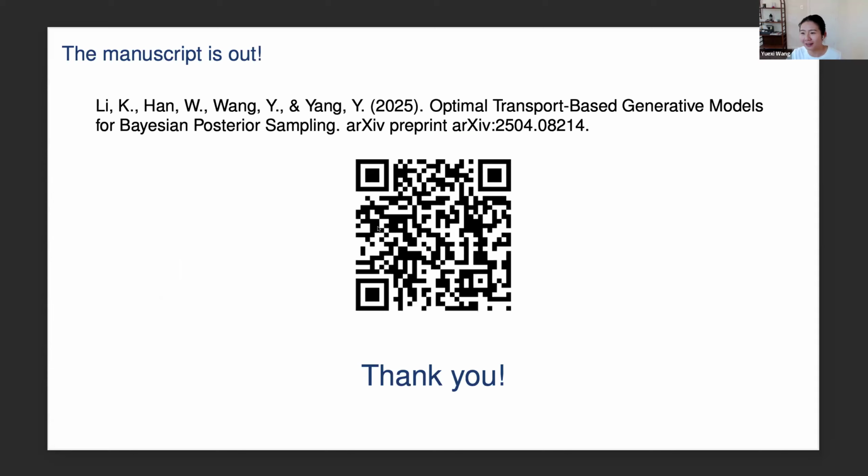And the good news is, if you are interested in the talk, the manuscript came out 2 weeks ago, and you can find more details by just scanning the QR code. And that wraps up my talk, so I'm ready to take more questions.